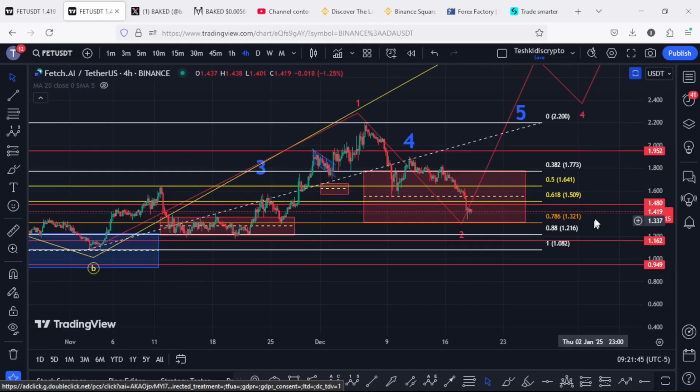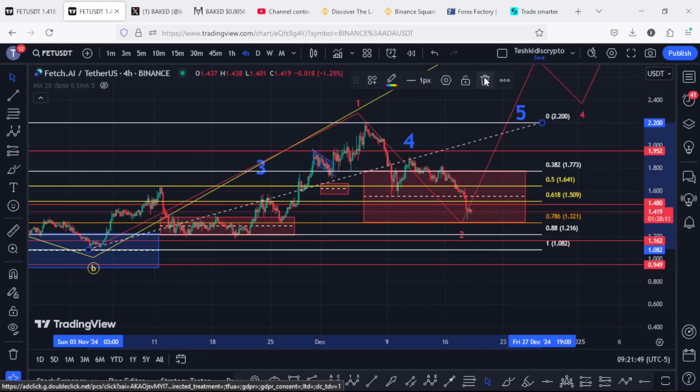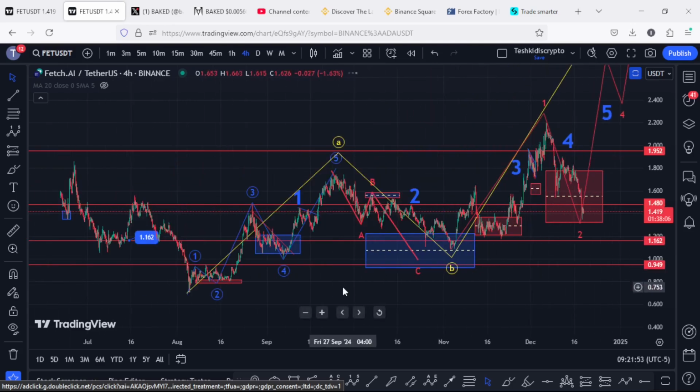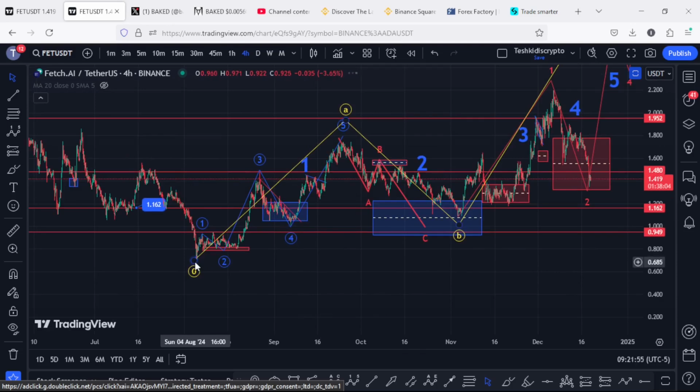And if by any chance we lose the 0.786, then that will be suggesting a more bearish case scenario where we can easily see a retest of the lows we made on the 5th of August below the 0.681. So that is all I'm expecting here on the Fetch AI chart on the short term and also on the long term. And let's be patient and see how that plays out, and I will ensure you stay up to date.